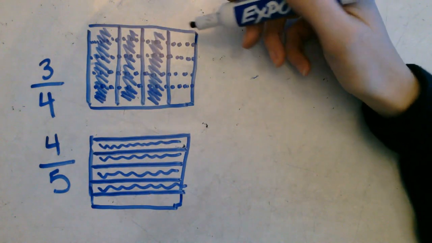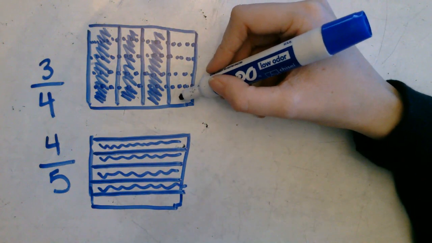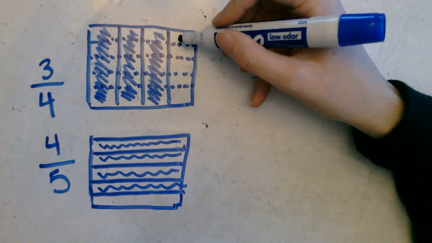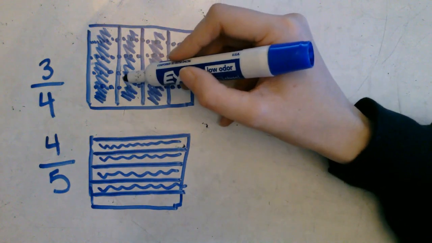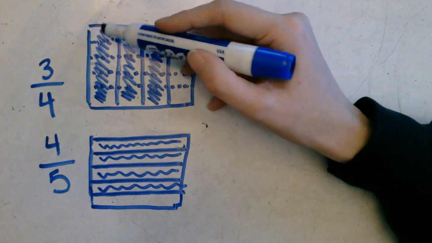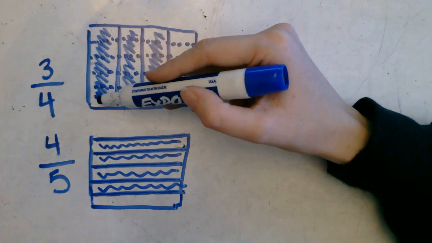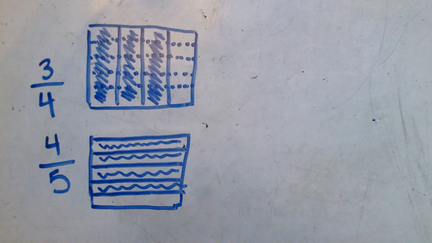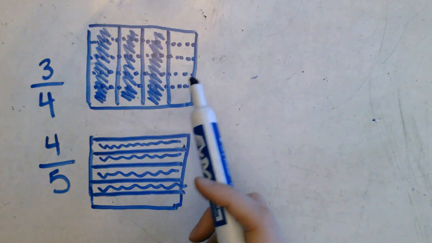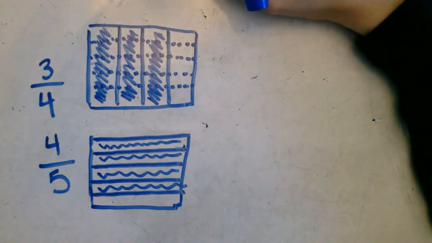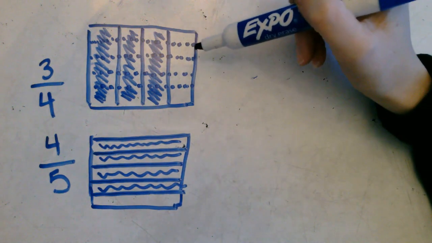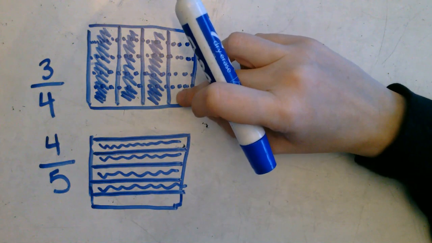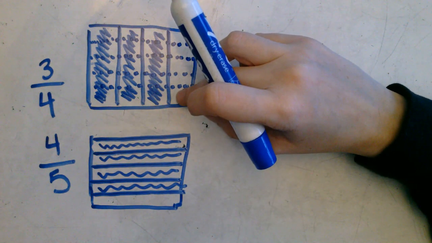Now, if we were to count how many squares we just made when we added those dotted lines, let's count together. 1, 2, 3, 4, 5, 6, 7, 8, 9, 10, 11, 12, 13, 14, 15, 16, 17, 18, 19, 20. We just made 20 new units. So now our whole represents 20 units. If we were to look at the value of one of these units, it would be 1/20.